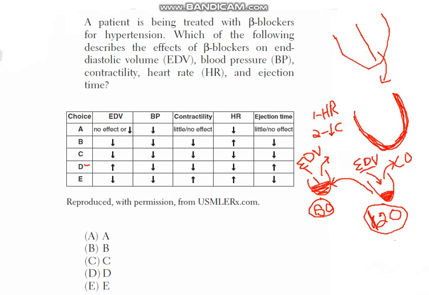So the best option is that it increases the end diastolic volume, it decreases the blood pressure, it decreases the contractility, it decreases the heart rate, and increases the ejection time. So the best option is option D. And this is the work of the beta blocker.